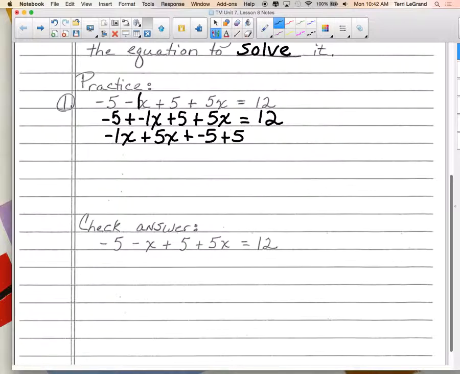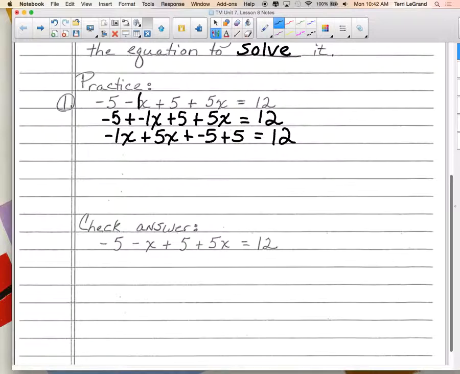So you see where we got all of those? Negative 1x was in the second place, it went to first. 5x was in the fourth place, it moved to second place. Negative 5 was in first place, now it's in third. And positive 5 was in third place, now it's in fourth. All 4 terms are still there, we just rearranged them. And then we bring along our equals 12.